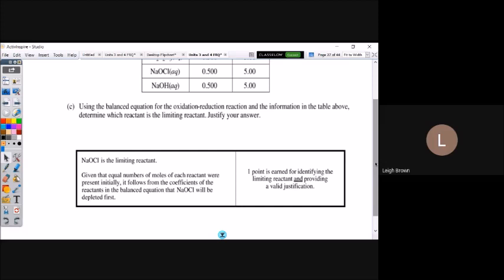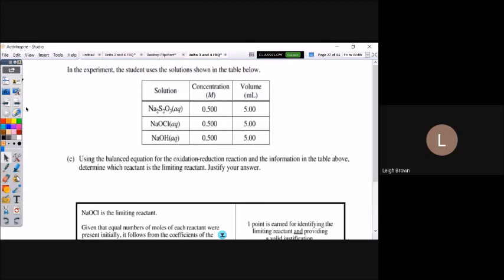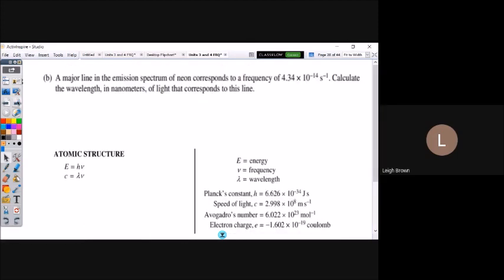And again, as you see what they've written, because of the coefficients of reactants in the balanced equation, the sodium hypochlorite would be depleted first. Okay, so you couldn't just name the limiting reactant, you had to say why you knew. Well, it's because of the coefficients, and specifically refer to that. Okay, just make sure you review limiting reactants. That definitely is going to be important.